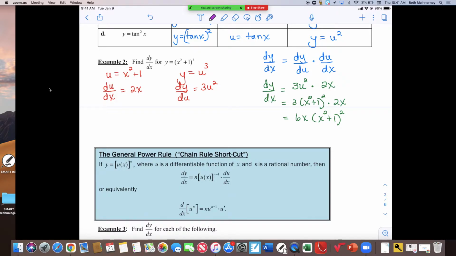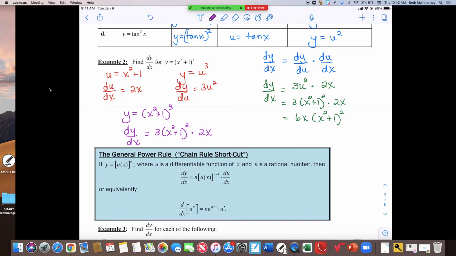So watch the shortcut. Here's the shortcut in that blue box below. Here's what it says. You bring down the power, decrease the power by 1, and find the derivative of the inside. Let me go through that again. It says, bring down the power. I leave the inside alone.